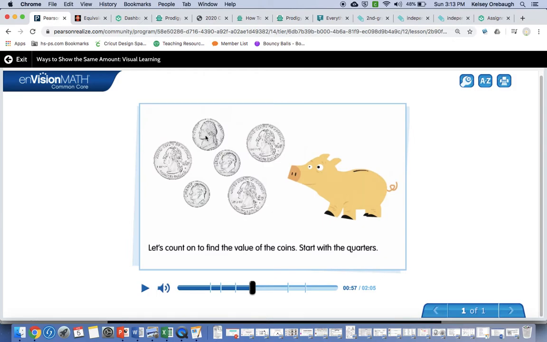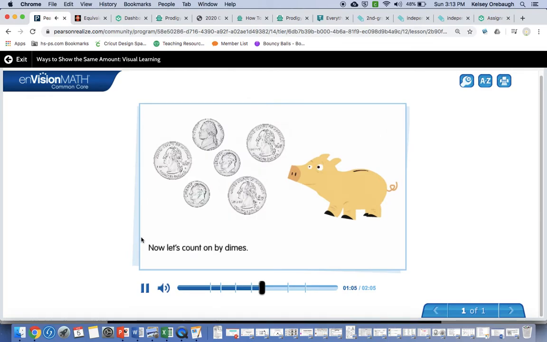95 plus 5 is 100. 100 cents is called a dollar. So this collection of coins adds up to $1 or 100 cents. 25, 50, 75 cents.